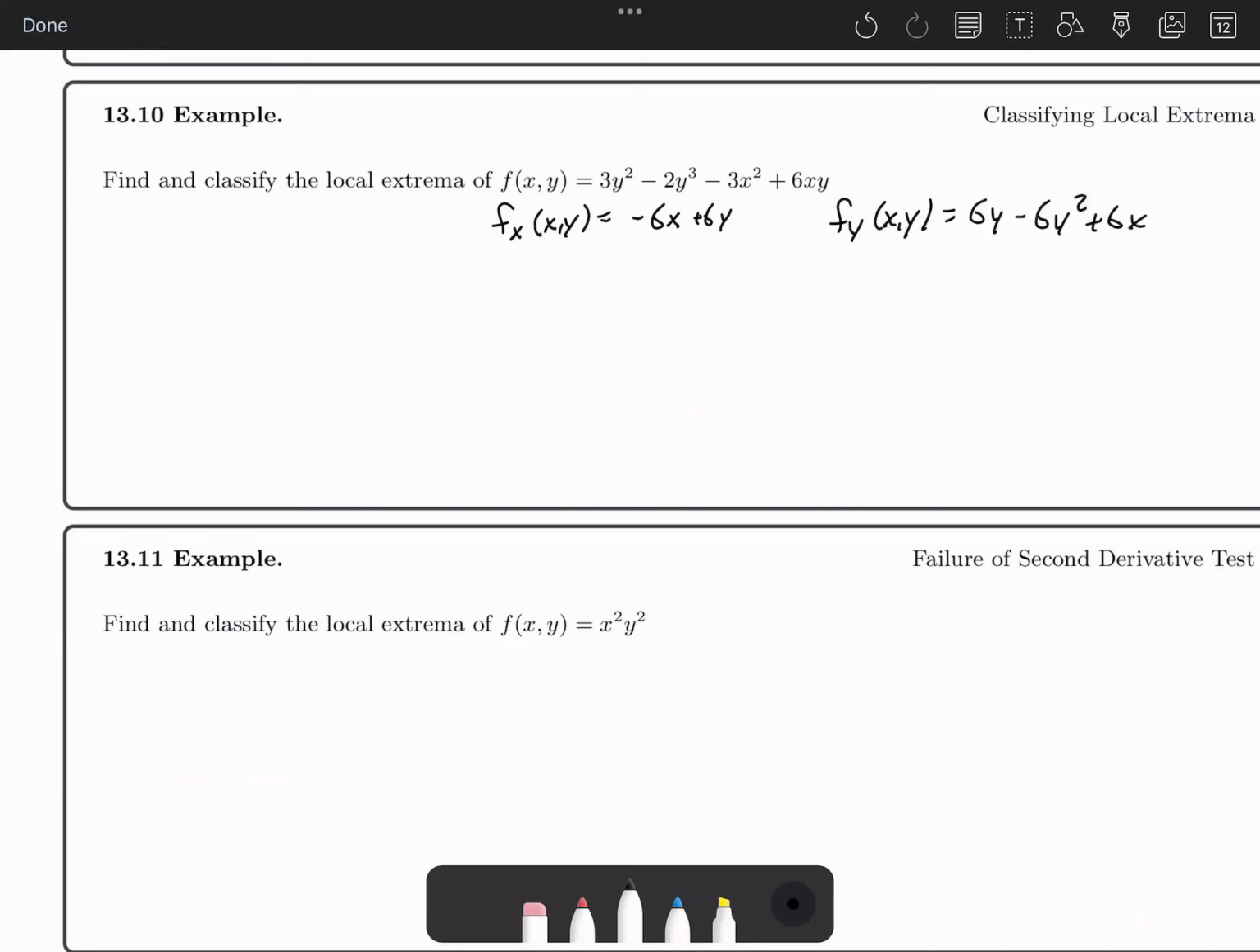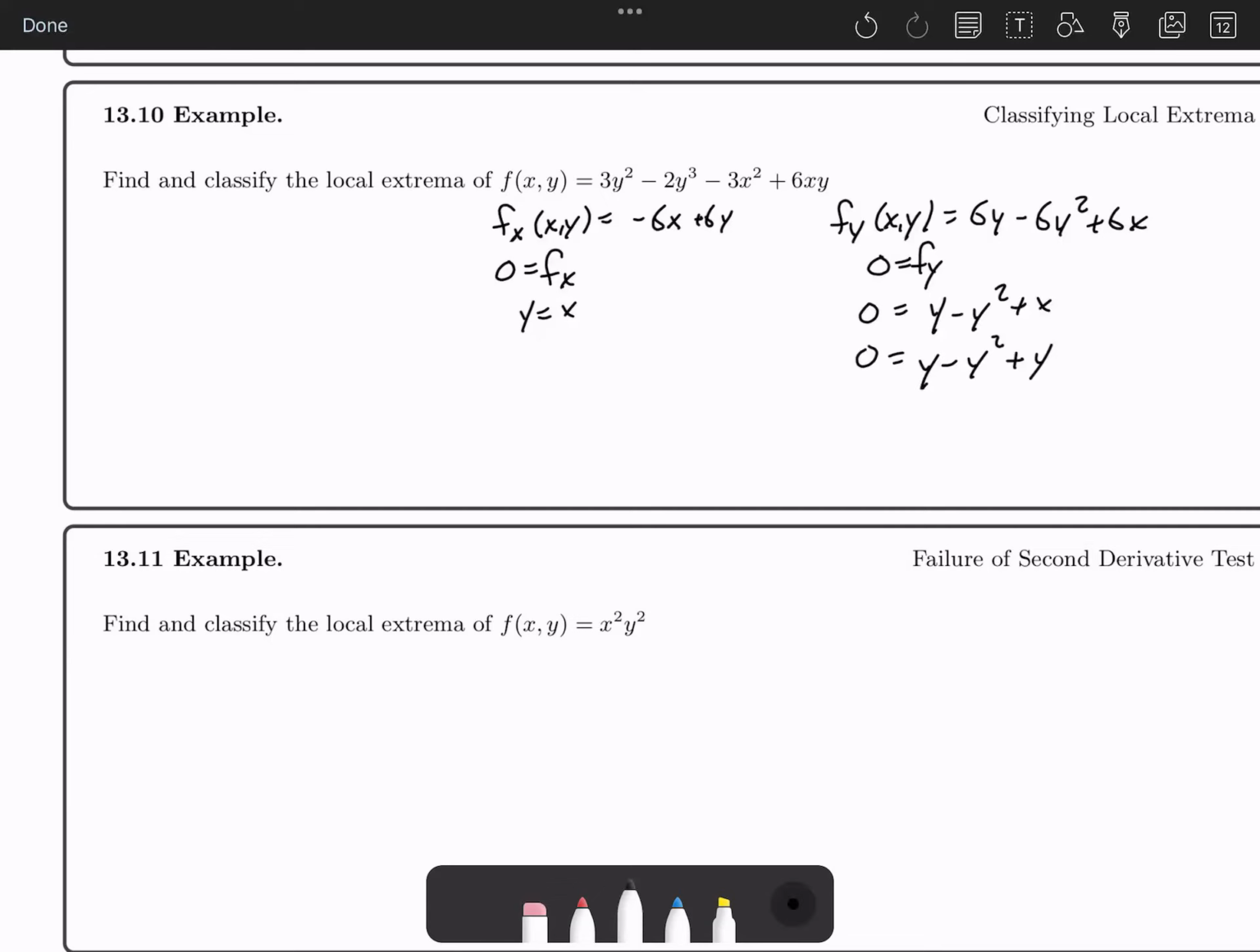All right, so I'm looking for zeros of my partial derivatives. If I set my partial with respect to x equal to 0, that tells me pretty quickly that y has to be equal to x. I'll set my partial with respect to y equal to 0. And with a little bit of algebra, we find that 0 must be y minus y squared plus x, getting rid of those 6's. 0 is y minus y squared plus y, using the fact that I can replace that x with a y value in order to make my partial with respect to x 0.